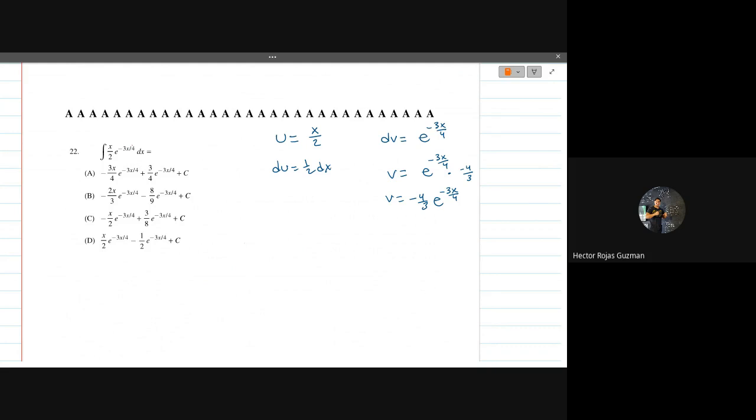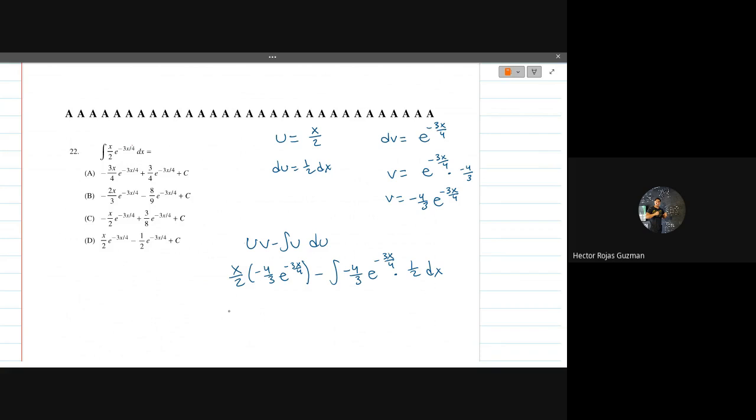Okay. So now my integration by parts. Remember the acronym, it's ultraviolet voodoo. U, V minus the integral of V du. So x over 2 times negative 4 over 3 e to the negative 3x over 4 minus the integral of V times du, which is 1/2 dx. All right, let's clean this up.